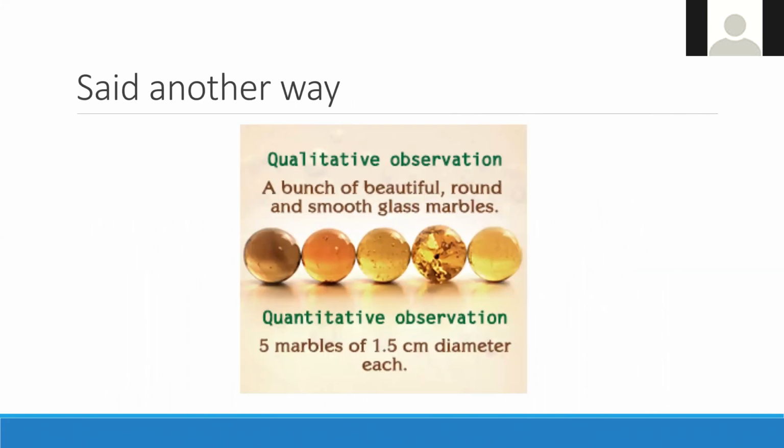Or said in another way, if you look at this picture, quantitatively you have 5 marbles of 1.5 centimeters diameter each. But qualitatively, you have a bunch of beautiful rounded smooth glass marbles. Now beautiful is a bit judgmental, so we might not want to use that word, but at least you can see the difference describing something and its characteristics in a different way than just numbers.